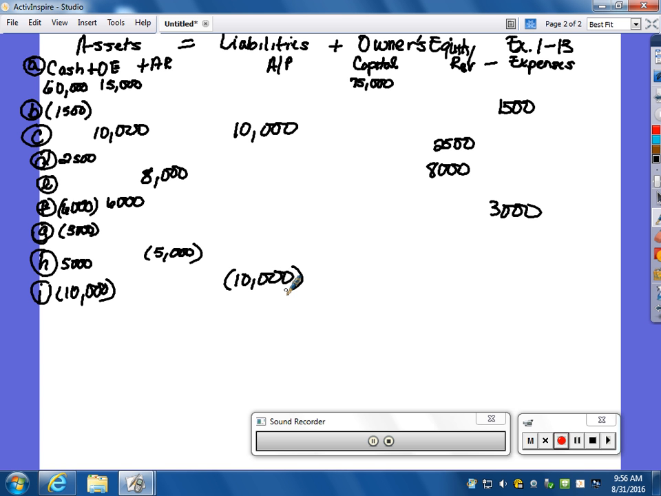Accounts payable. Cash decreased because they're paying what they owe, paying out of cash. Accounts payable decreased because they put that stuff on credit back in transaction C. Go back and read transaction C. Read it to me, and what does it say? The company purchased $10,000 of additional equipment on credit.